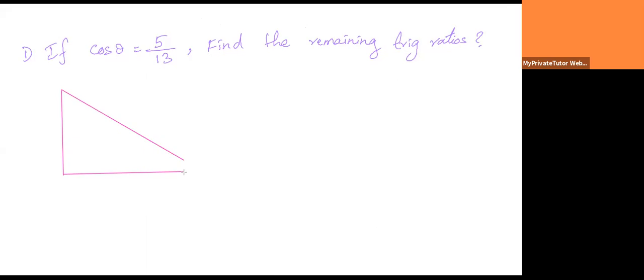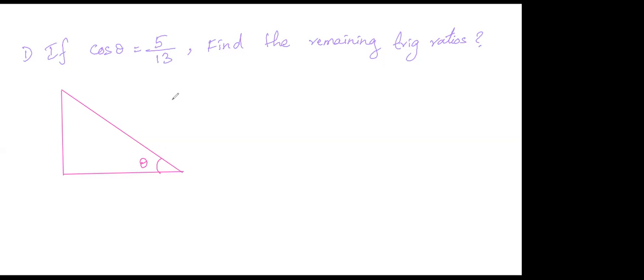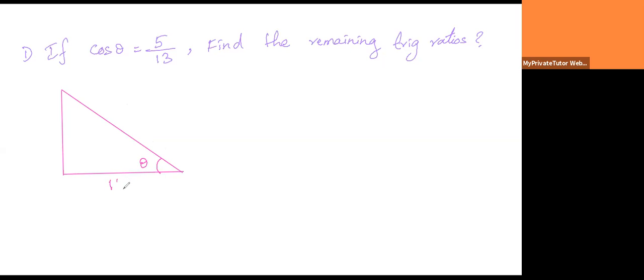So this is how it looks generally. So what is cos theta? Adjacent upon hypotenuse. So 5 is the adjacent and 13 is the hypotenuse. So what might be this value? Opposite then. It becomes 12, right? If you calculate.